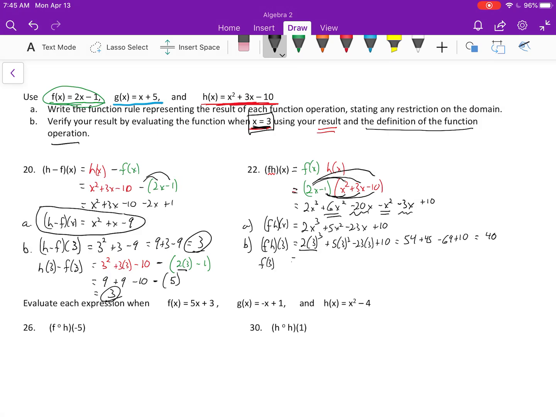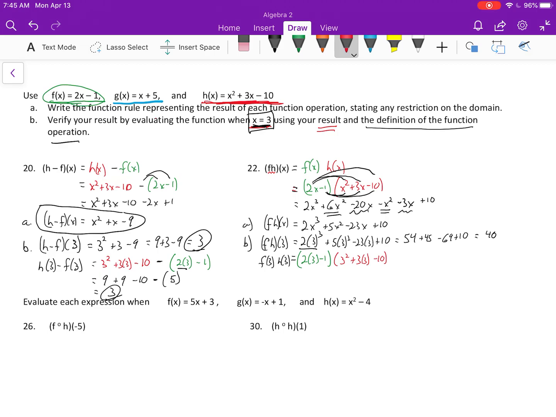And now what we want to do is f of 3 times h of 3. And that's going to be f of 3 is 2 times 3 minus 1, and we're going to multiply that by h of 3. So h of 3 is 3 squared plus 3 times 3 minus 10. And we're going to figure this out. This is 6 minus 1, which is 5. And this is 9 plus 9 is 18 minus 10 is 8. 5 times 8 is 40.